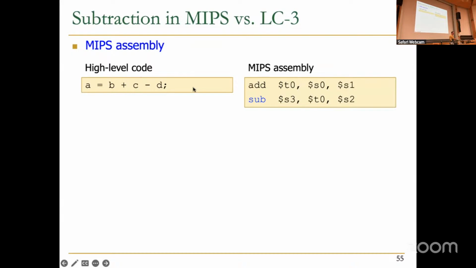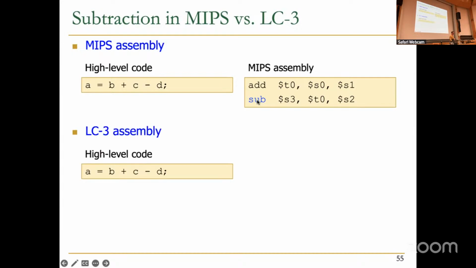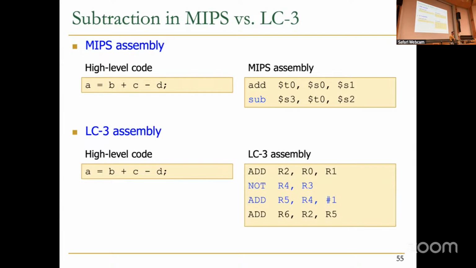Assuming these are in registers, you add source register 0 to source register 1, put it into a temporary register, and then subtract that from S2, or subtract S2 from that, and put the result in S3. So this is a subtract instruction that looks nice. In LC3, you don't have a subtract instruction. So what you do is this, and this essentially accomplishes the same thing, except the registers are different, of course.